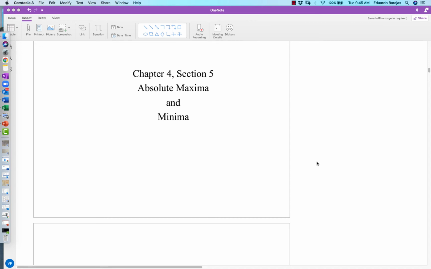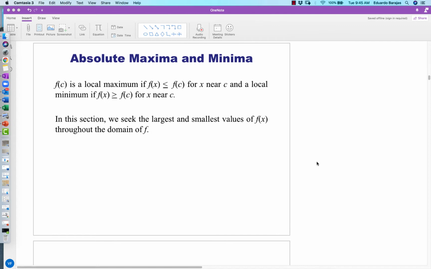Okay, chapter 4, section 5, absolute maxima and minima. So f of c is a local maximum if f of x is less than or equal to f of c for all x near c, and a local minimum if f of x is greater than or equal to f of c for x near c. In this section, we seek the largest and the smallest value of f of x throughout the domain of f.